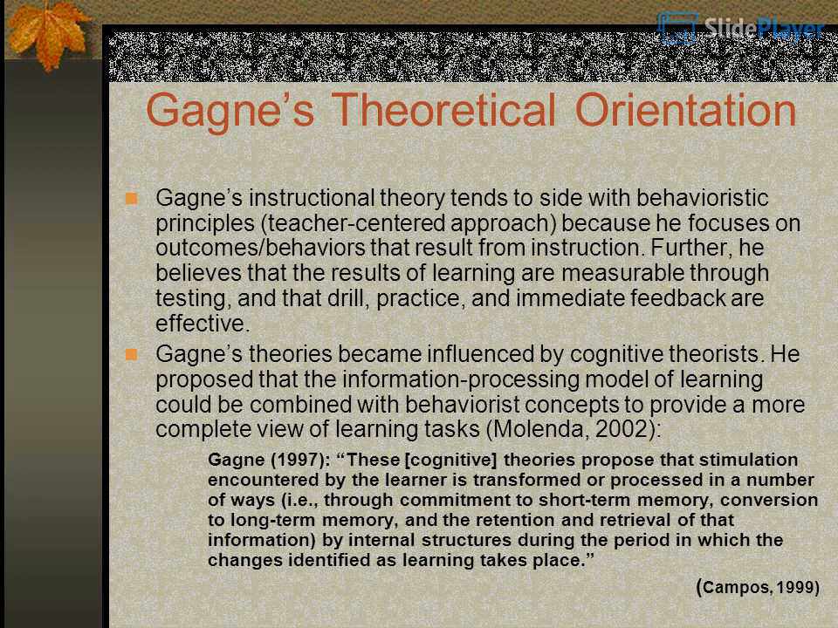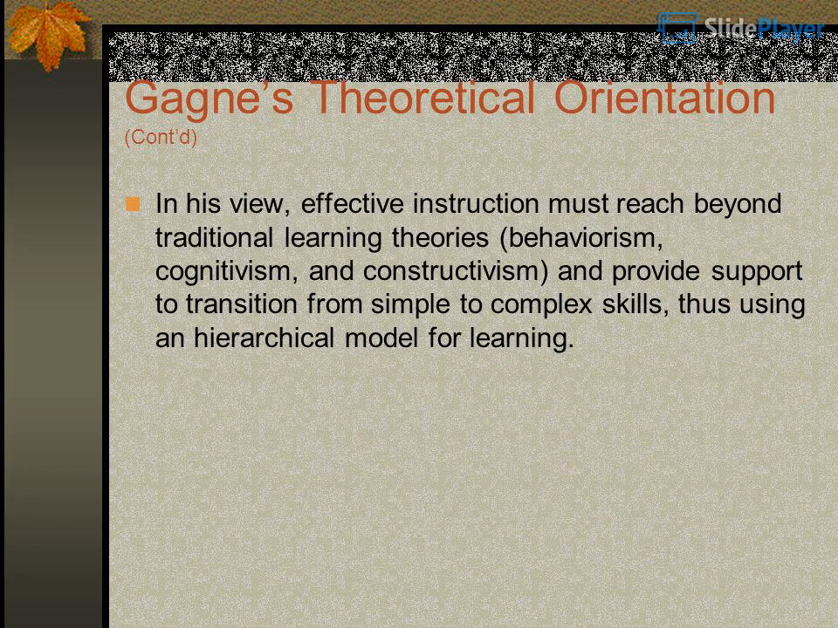Campos, 1999. Gagne's theoretical orientation, continued. In his view, effective instruction must reach beyond traditional learning theories, behaviorism, cognitivism, and constructivism, and provide support to transition from simple to complex skills, thus using a hierarchical model for learning.